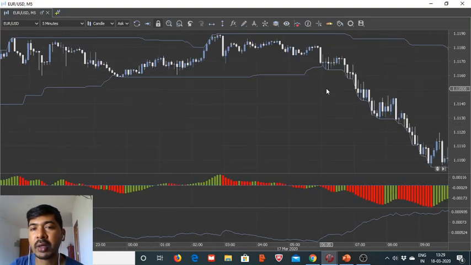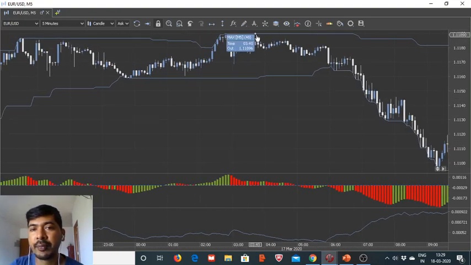And also we will use the current maxima value for a sell trade.